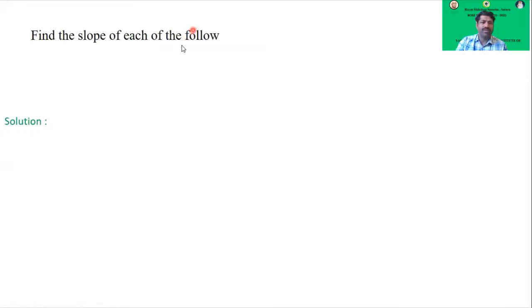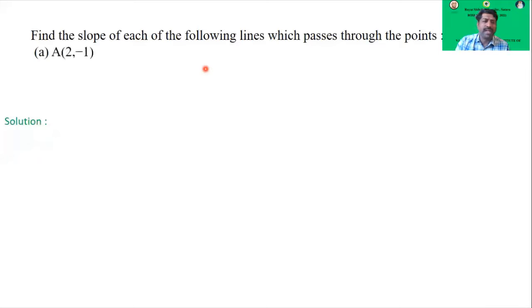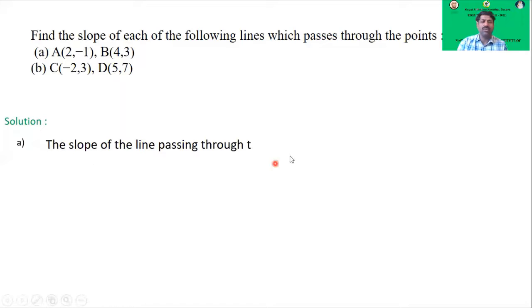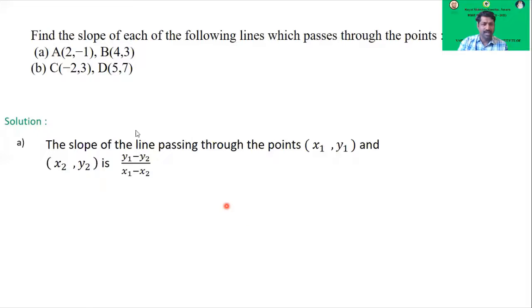Find the slope of each of the following lines which pass through the points A(2, -1) and B(4, 3), C(-2, 3), D(5, 7). So there are two examples. We have to find the slope of a line passing through 2 points. So first, the slope of the line passing through the points (x1, y1) and (x2, y2) is y1 minus y2 upon x1 minus x2, or y2 minus y1 upon x2 minus x1. Now here the slope of line AB is equal to the difference between the y coordinates, -1 -3 upon 2 -4.